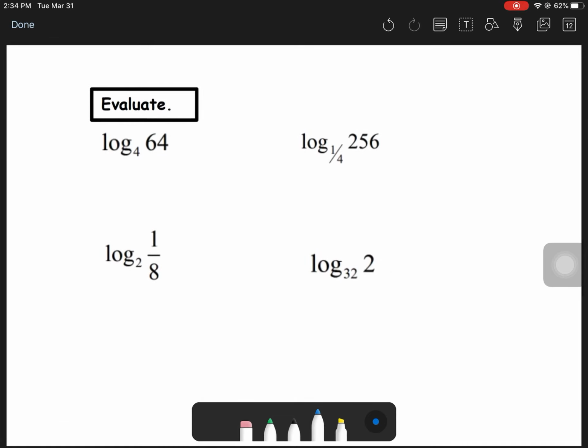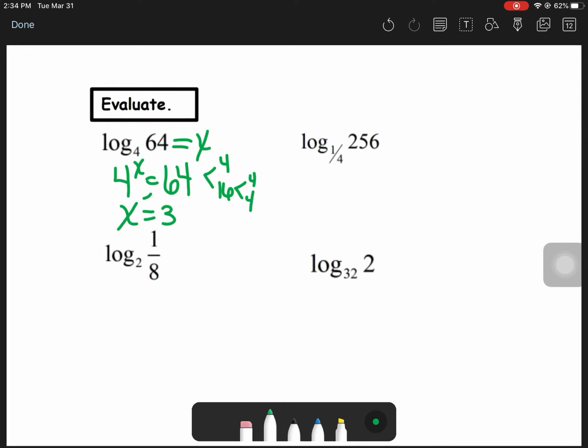Okay, let's practice a couple more of these. So we're going to set it equal to x. We rewrite it as exponential. We're going to make our factor tree and decide how many 4's there are in 64, and there are 3 4's, so our x is equal to 3. We already did the next problem, so we can cross that one off.